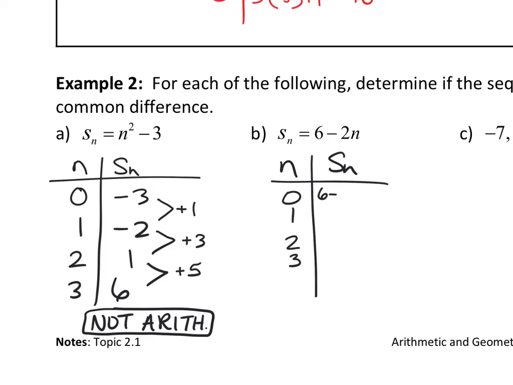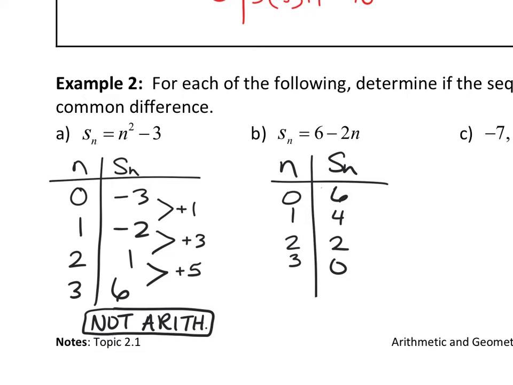This is 6 minus 2 times 0. 6 minus 2 times 0 is 6 minus 0, which is 6. This is 6 minus 2 times 1. Well, 6 minus 2 times 1, which is 6 minus 2, that's 4. 6 minus 2 times 2, well, 2 times 2 is 4, so 6 minus 4 is 2. And 6 minus 2 times 3 is 6 minus 6, which is 0.